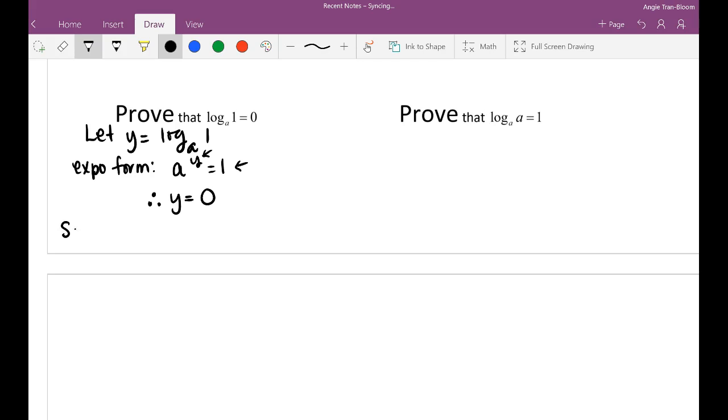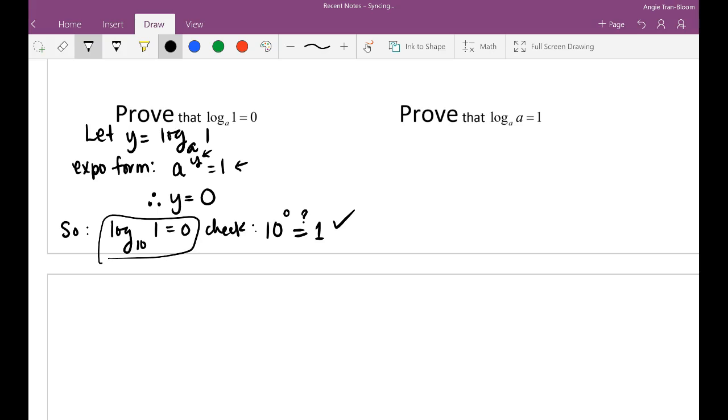So we're going to check for a little bit. For example, log base 10 of 1. This is always going to be 0. And let's check. I'm going to rewrite it in exponential form: 10 to the 0 equals question mark, 1. Of course, check. So that's why this is always true. And this is the proof of why we can always use this.